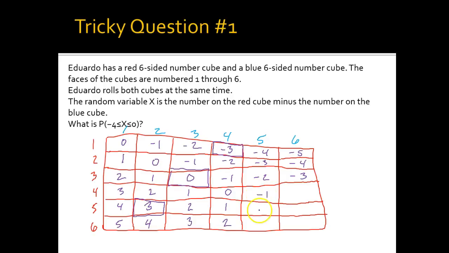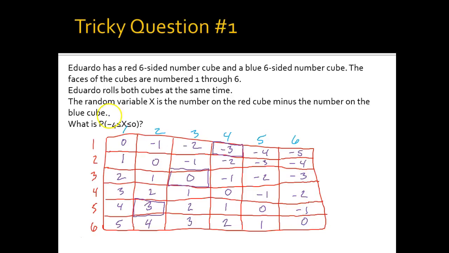4 minus 5 is negative 1. 5 minus 5 is 0. 6 minus 5 is 1. And if you haven't yet figured out what I'm doing, go back and watch this again, because this is really important. Otherwise, you have no clue what we're talking about. Okay, 4 minus 6 is negative 2. Then we have negative 1. And then we have 0.